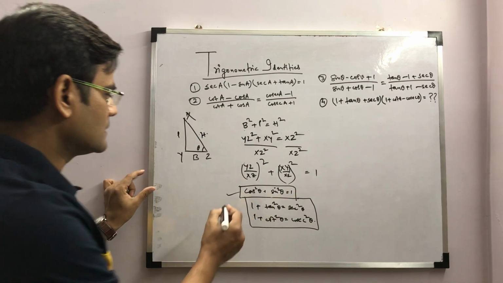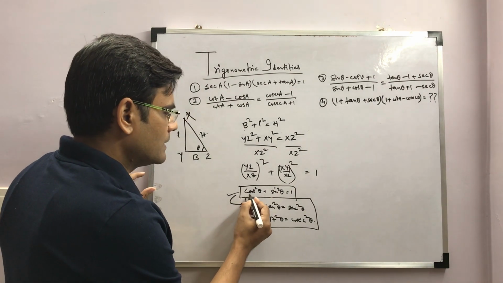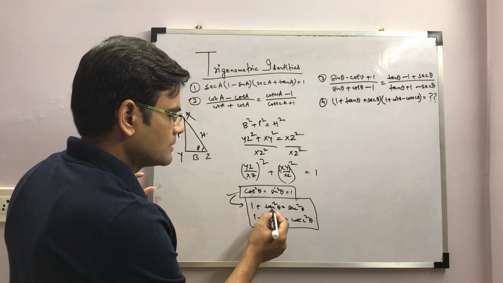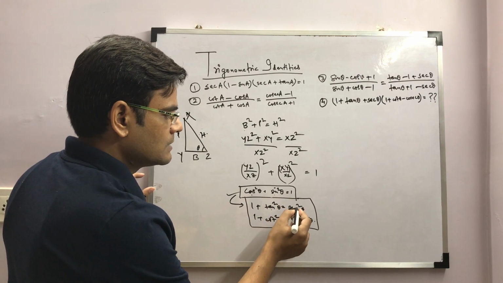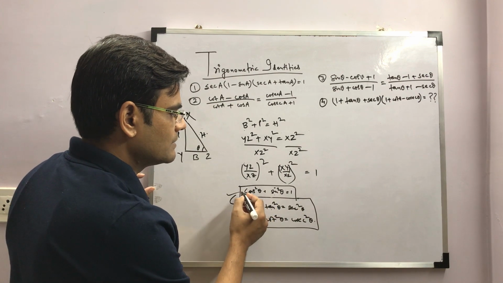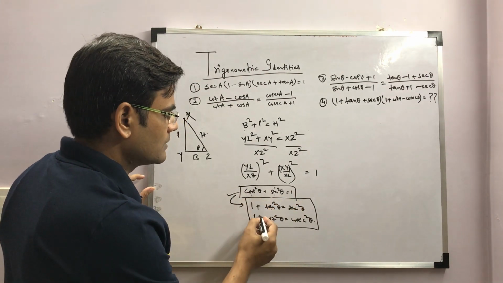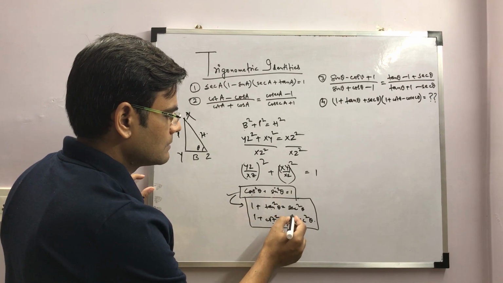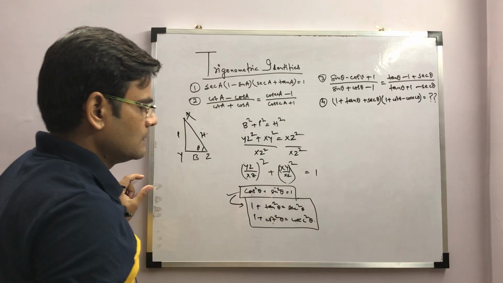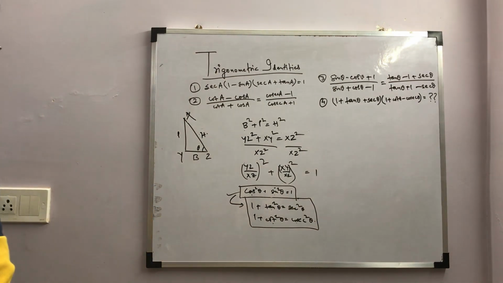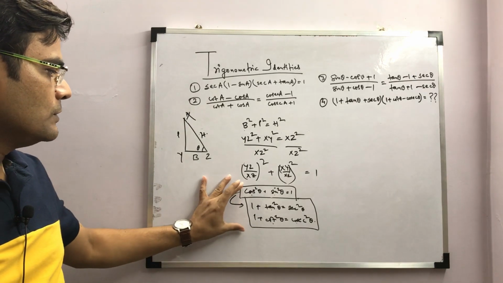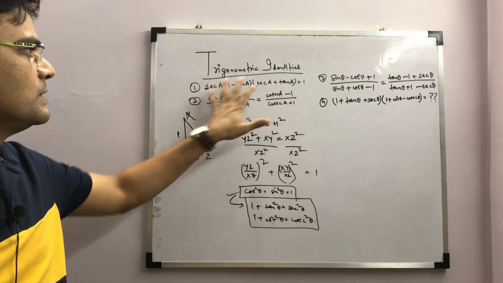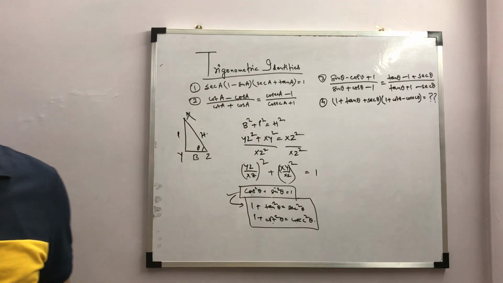Now how do you derive the others? In my prior classes I have told you, you divide both sides by cos square theta. So this becomes 1, sin square by cos square becomes tan square theta, equal to 1 by cos square theta, that is sec square theta. Similarly, if you divide by sin square theta on both sides, this becomes cot square theta plus 1 equals 1 by sin square theta, which is cosec square theta. So now we are going to use these three to prove these identities. Let's move on then.